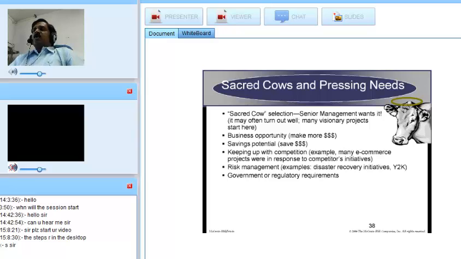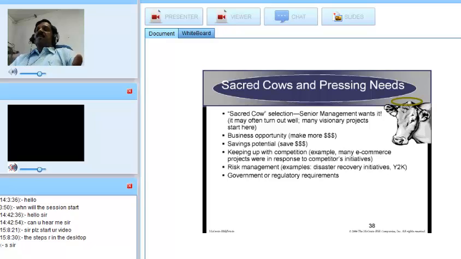Some projects are known as sacred cows. For example, these projects are those which have got special interest. The senior management or the top executive or the chairman wants it. We have heard many times saying that the CEO has a special interest in this project, so it has to be done. So nobody questions it. If the chief executive wants it, nobody questions it. The project has to be done.